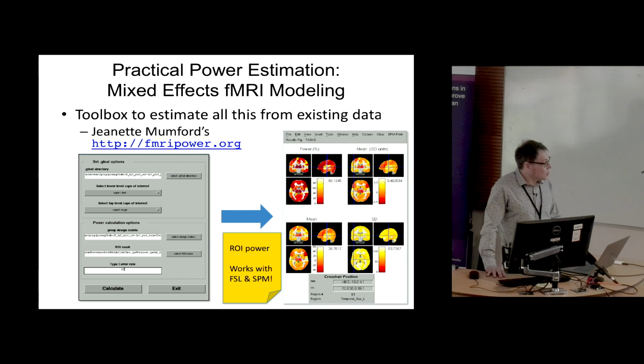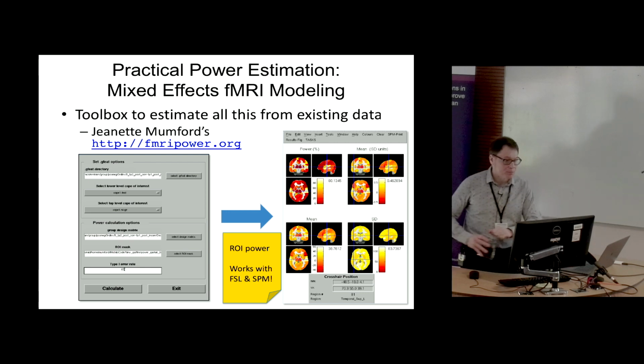So what is really important is that Jeanette has implemented and has continued to maintain this tool, fMRI power. For completed group analysis, you can enter this, whether it's in FSL or SPM, and it will estimate those four parameters that you need, and then it will tell you what the power is for a different set of ROIs. So that's really handy, and that's the most comprehensive. If you really want to play around with different trade-offs, I think this is the best approach. Any quick questions on that before I move on to the next one?